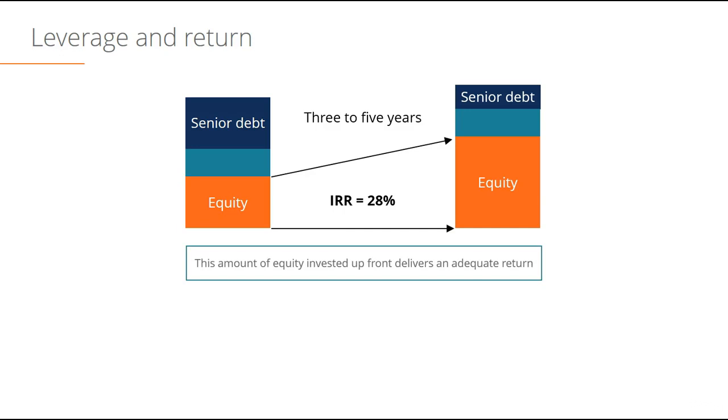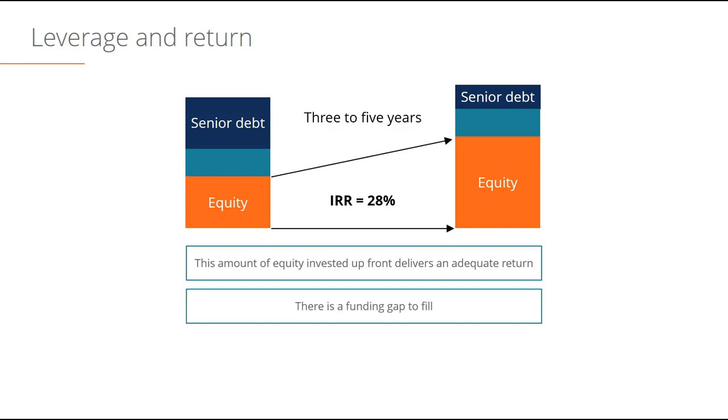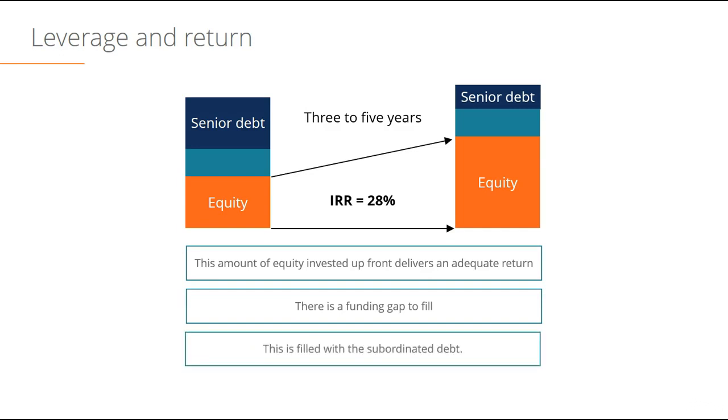So it's important to ensure that the amount of equity invested up front delivers that adequate internal rate of return, at least for a financial sponsor. And if there is a funding gap to fill, it's often filled with subordinated debt. Senior debt is maxed out. The equity component that's required is put in place, and hopefully subordinated debt fills that gap.